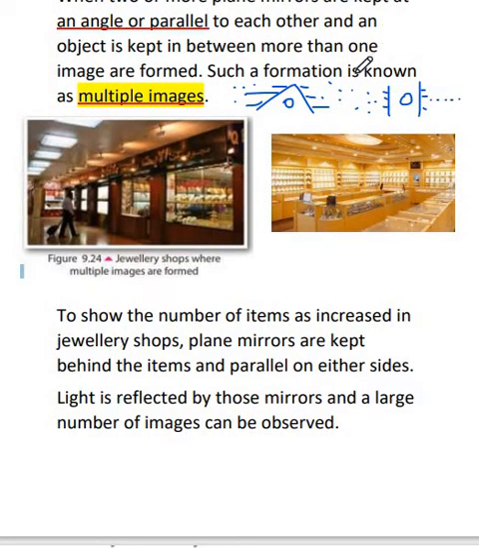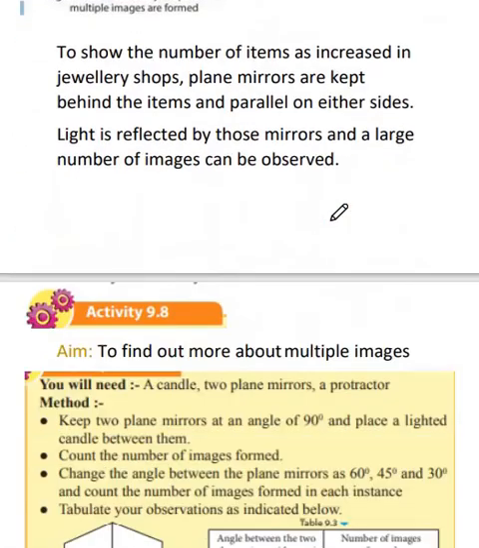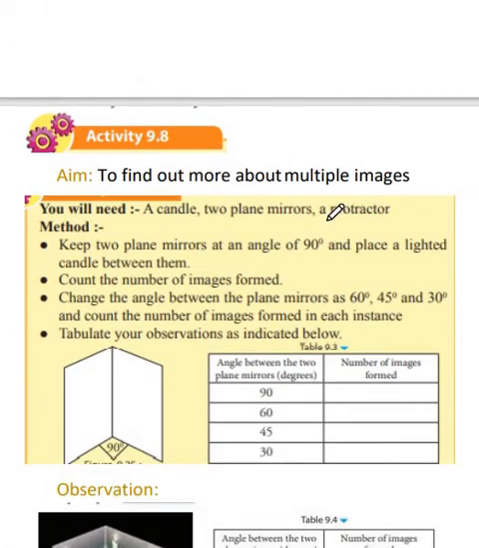Now this concept is used in jewelry shops to show that the number of items or the number of beautiful jewels have increased. Mirrors are normally kept behind the items and parallelly on either side of these jewelries. The light is reflected by those mirrors and a large number of images can be observed. Okay guys. Now we're going to do a practical to understand this concept in a much more detailed manner.